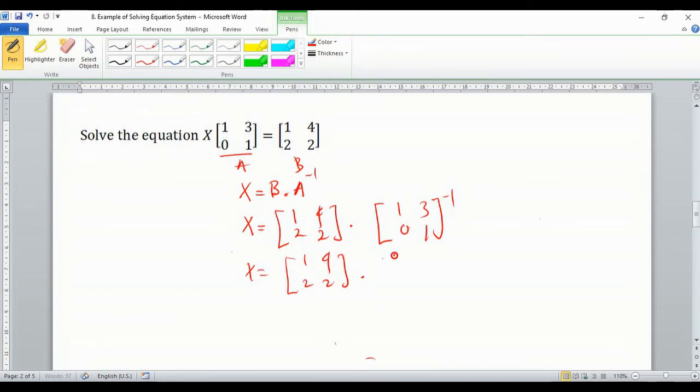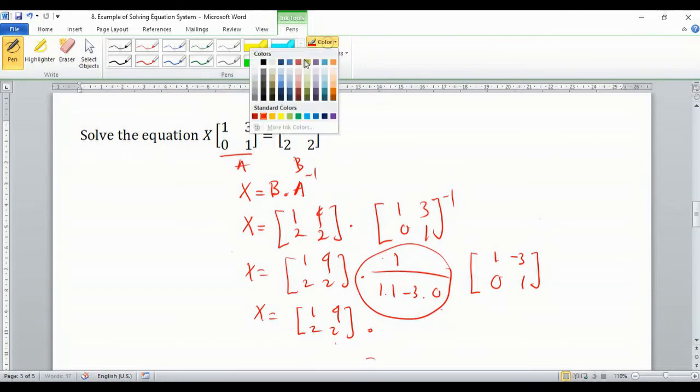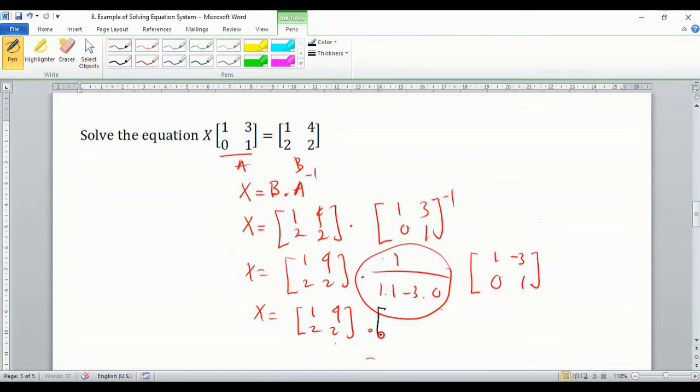[1, 4; 2, 2] times 1 over, so you need to simplify them, 1 over 1 times 1 minus 3 times 0. And then you need to change their position because they are the same value. 1 and 1 doesn't matter. And then minus 3 and then 0, because 0 doesn't have minus. So the x is equal to [1, 4; 2, 2] times, because this value is 1, you don't need to write it. So let me change the color. So this one is [1, -3; 0, 1], right?